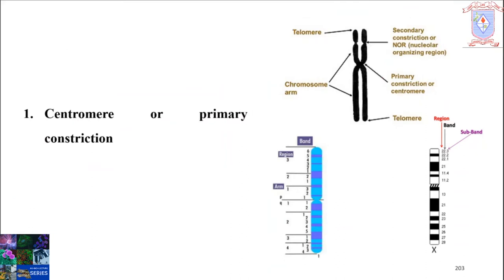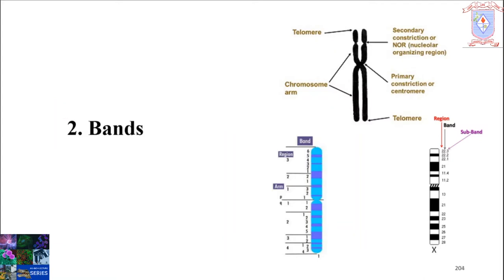First one is the centromere or the primary constriction. The centromere divides the chromosomes into a short or P arm and a long or Q arm.